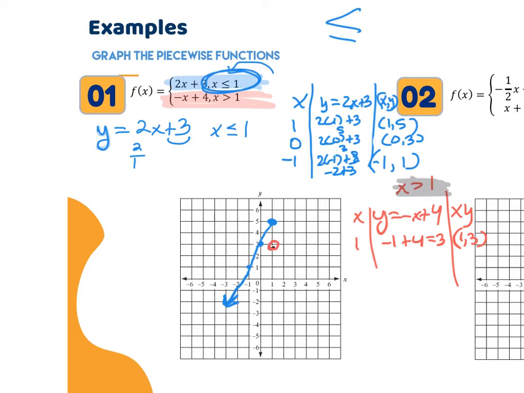And now let me get another point, and then I'll point the arrow in the direction it needs to go. So let me pick a number that's bigger than 1. Doesn't matter what you choose. I could pick 2, or I could pick 3, anything bigger than 1. So -3 plus 4, and I get 1. So now I'm going to graph the ordered pair 3, 1. And then I'll point my line in that direction.